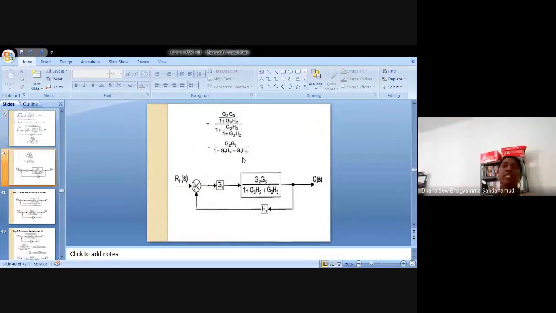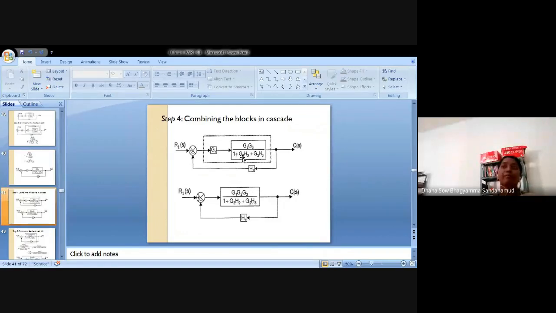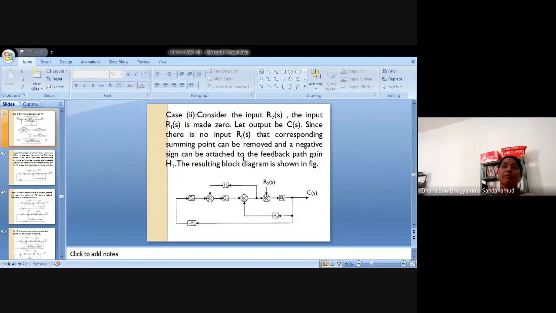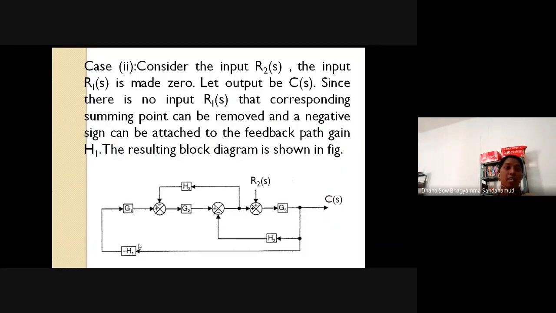So if you see here, my modified diagram, if you observe here, this is minus H1. This is not simply H1. Till now we didn't solve this sort of problems, with the negative side we didn't see till now. So this is my minus H1 because it was a negative feedback towards the summing point.